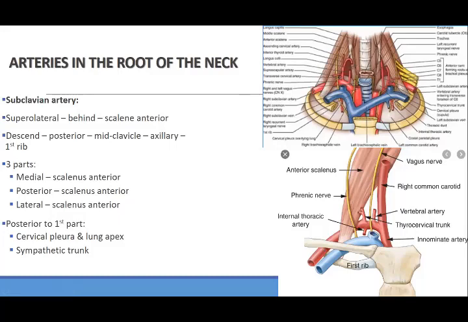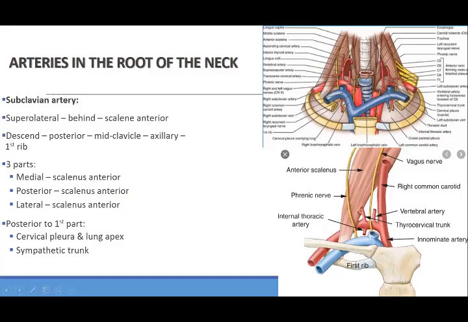Now, I hope you appreciate one thing. You have a part of the subclavian artery which is lying medial to the scalenus anterior muscle. Then you have a part of the subclavian artery which is lying behind the scalenus anterior muscle, and then you have a part of the subclavian artery which is lying lateral to the scalenus anterior. So you have three parts. The first part is medial to the scalenus anterior, the second part is posterior to the scalenus anterior, and the third part is lateral to the scalenus anterior.